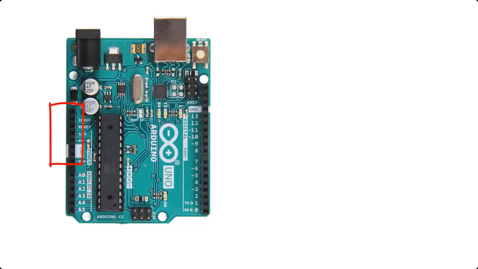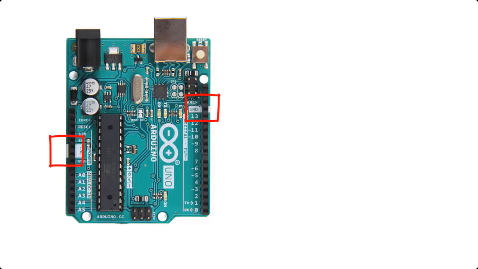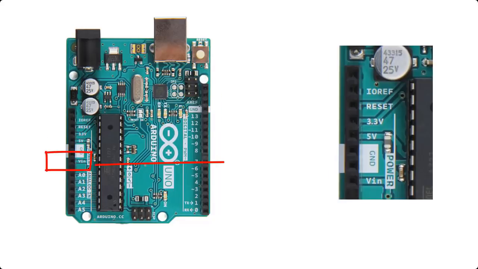There are some power pins. We can take the power from the board to our sensors or any other devices. The 5 volt pin can supply 5 volt and the 3.3 volt pin can supply 3.3 volt, and these are the ground pins to ground our circuits. The Vin pin is the same as the power port. We can give the power through this pin also.